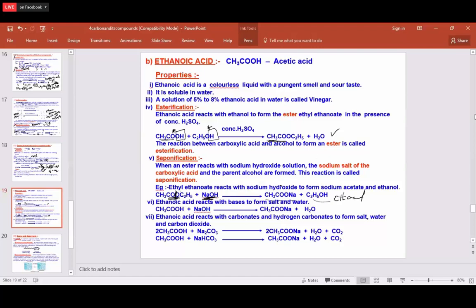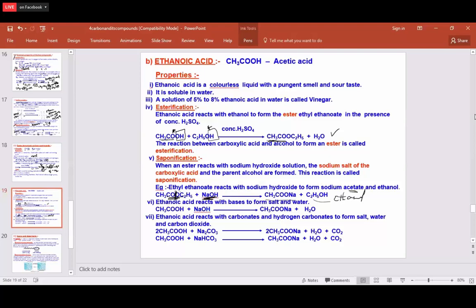So actually in the place of the Na, if you are having the hydrogen, then we call it an acid. COOH is the acid. But here the sodium is there. So what we have to say is sodium acetate or sodium ethanoate. Both are the same only. Acetate is the common name, or sodium ethanoate also we can say.